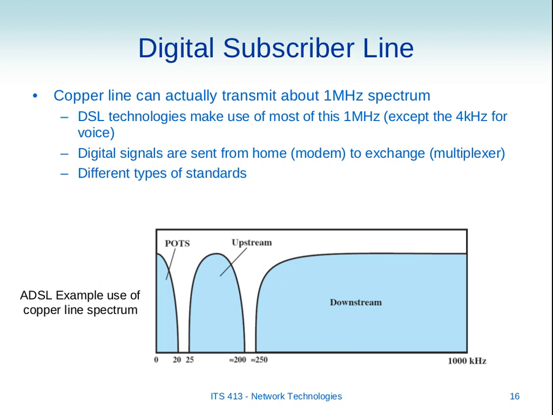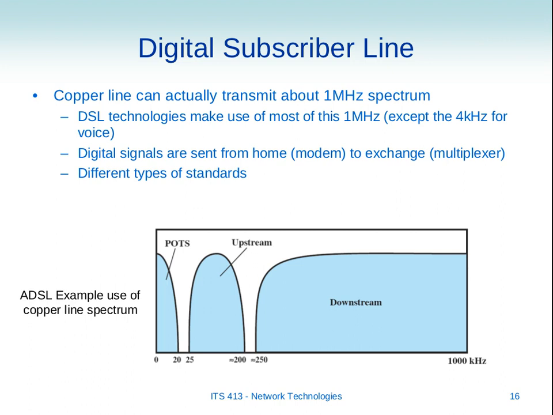It sends digital signals from our home, from the modem, now not a dial-up modem, but an ADSL modem or a DSL modem, to some device in a telephone exchange, referred to as a multiplexer. DSL, so be careful with the terminology, DSL or digital subscriber line, we're now sending digital signals. It's a general term. There are different standards within the DSL family. There's ADSL, SDSL, HDSL, VDSL. ADSL, shown here, is just one example of DSL, the most common one.